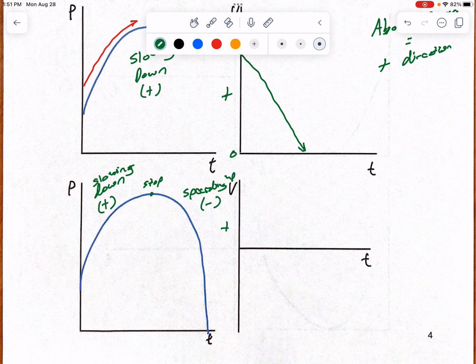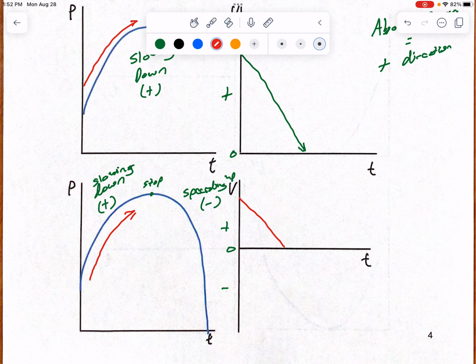So I have positive up here, negative down here, 0 here. Okay, so if I look at my graph on the left, I'll use a different color, I am slowing down in the positive direction. Remember, anything above the x-axis is going to be in the positive direction. So if I'm slowing down, I'm going to go towards 0. So it's going to look like that.